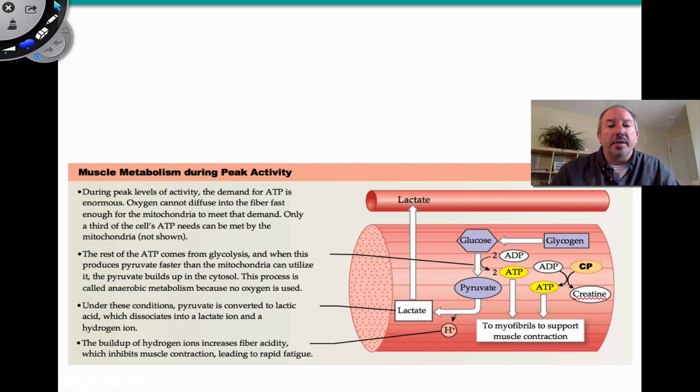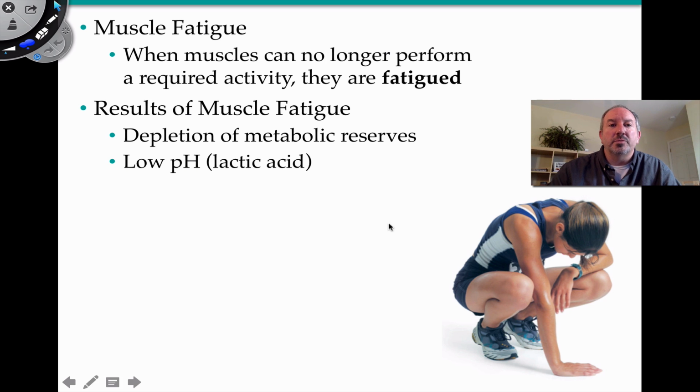causes buildup, and it inhibits a lot of the functionality of the cell, and it leads to fatigue and pain and soreness. And ultimately, it would hurt so much that you would have to stop your exercise. And so this is kind of what muscle fatigue is all about. When the muscle can no longer perform the required activity, it becomes fatigued. And that can be caused by a depletion of metabolic reserves. In other words, it could be lacking the sources of glucose, but it could also be lacking ATP, and also muscle fatigue is caused by low pH or lactic acid buildup.